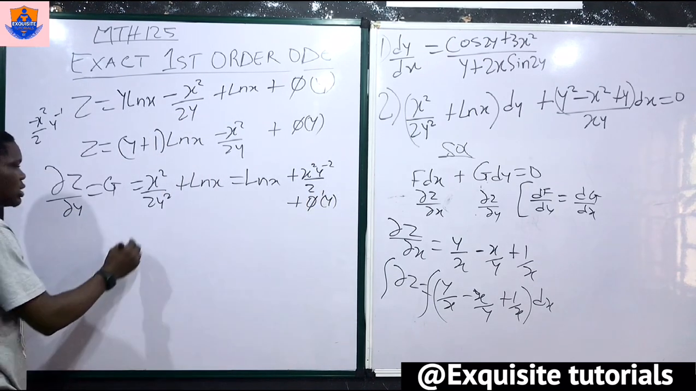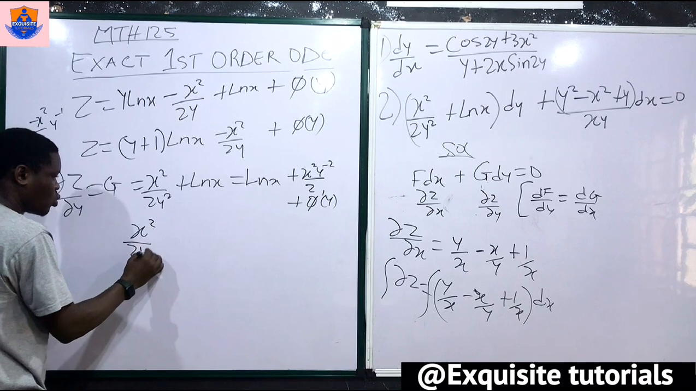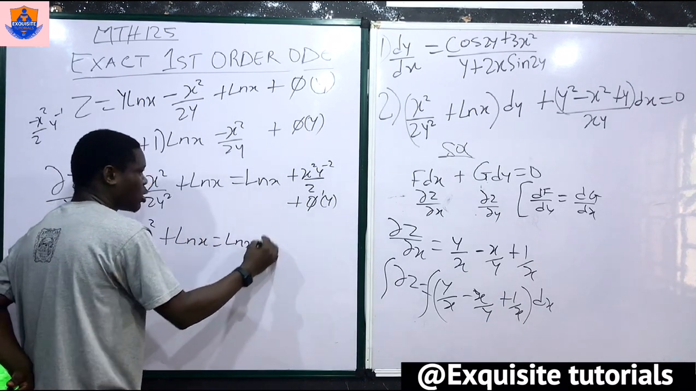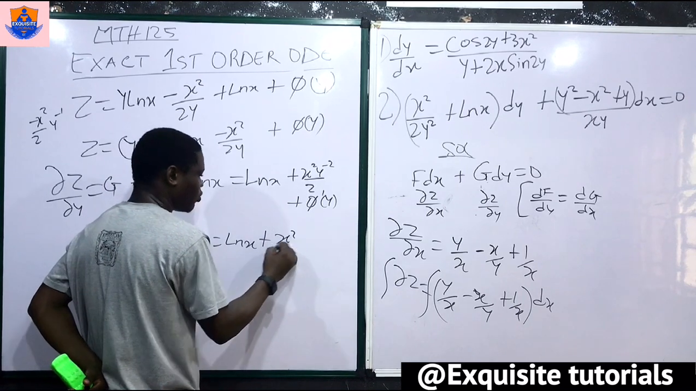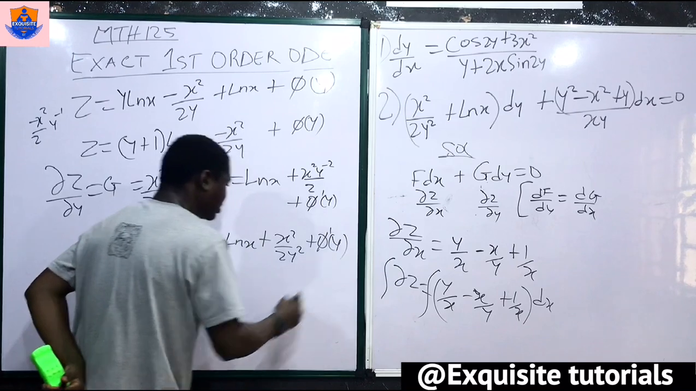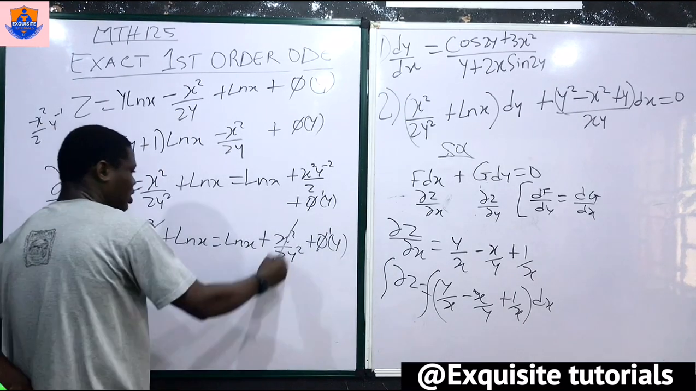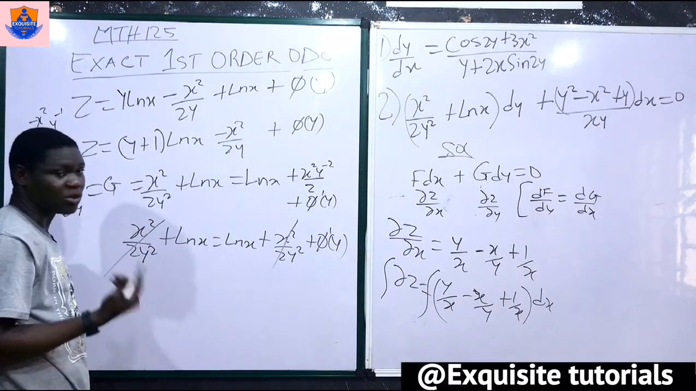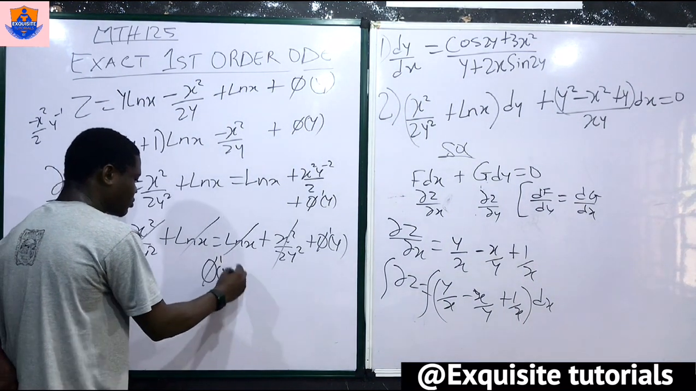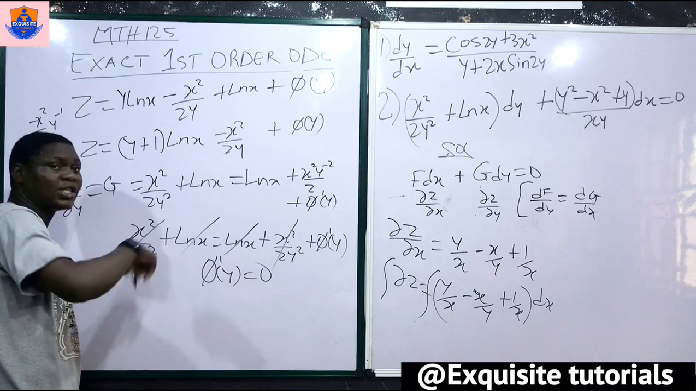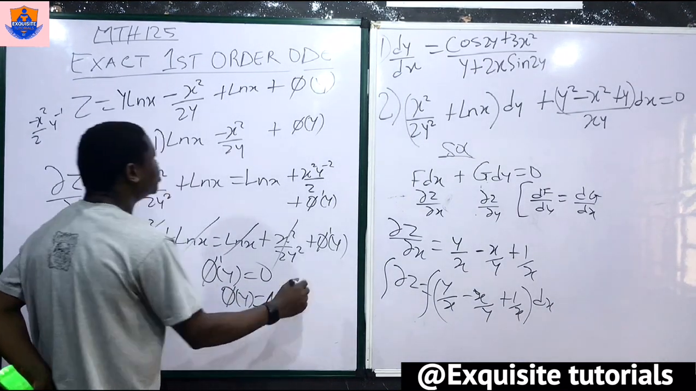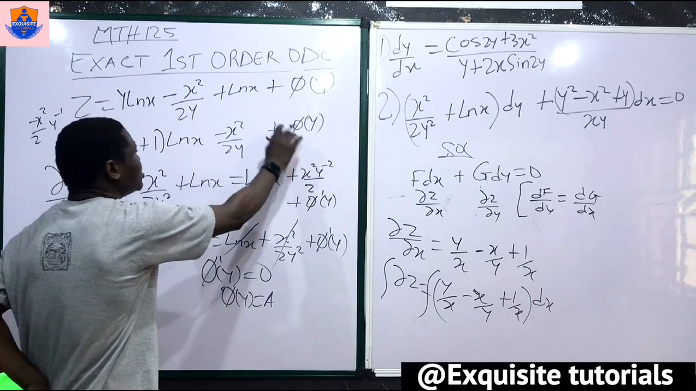So when I take this thing down, I'll have x squared over 2y squared plus ln x is equal to ln x plus x squared over 2y squared plus phi prime of y. Now this thing is the same thing as this, so they can cancel out. That means if I take this to this part, it becomes 0. This is the same thing as this, so our phi prime of y is 0. When I integrate 0, our phi is a constant a. So this means that this phi is a constant.